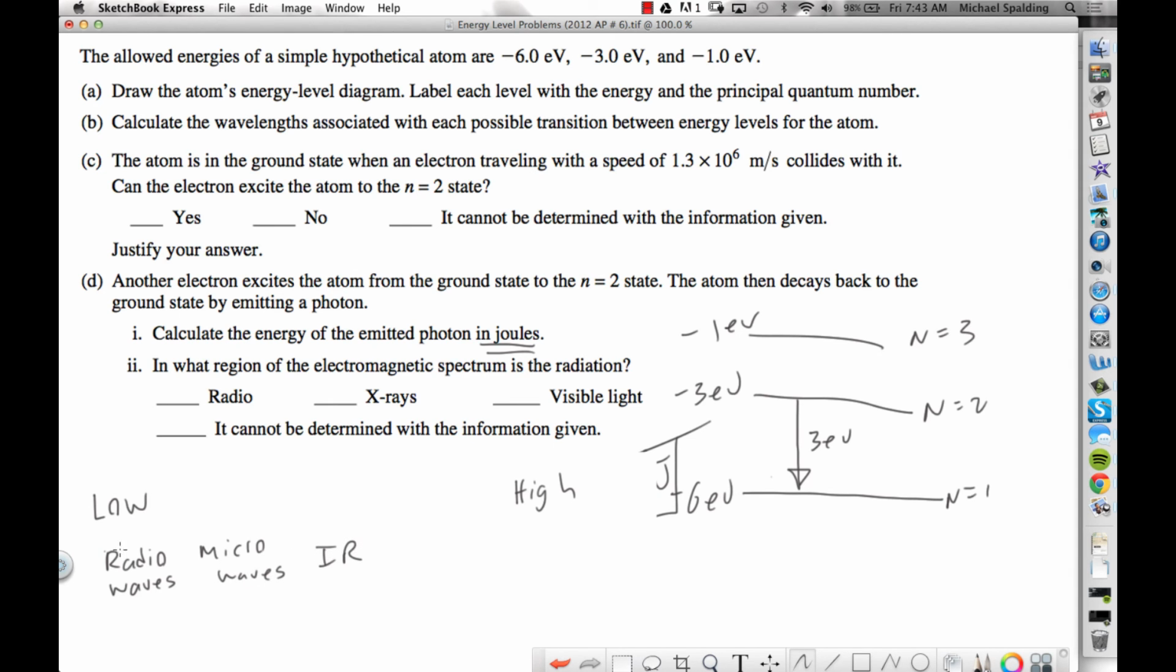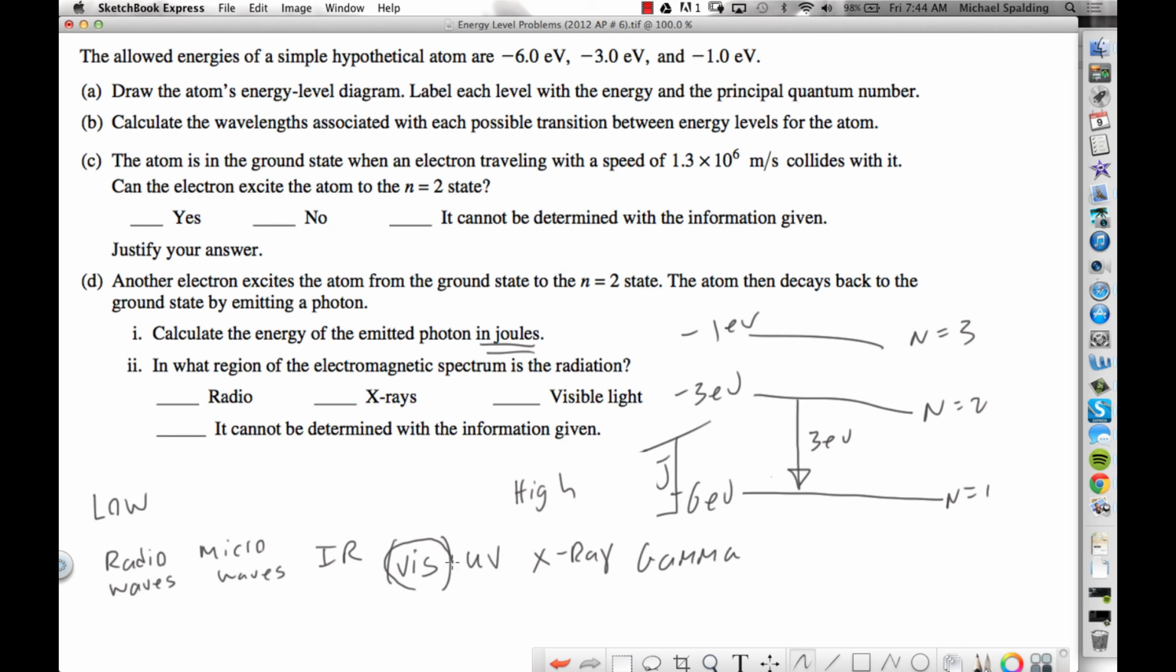Infrared's not going to hurt you. All this stuff won't hurt you. I guess microwaves could hurt you, but they're low energy. Then after infrared, we get visible light. Then after visible is UV. Then we get X-rays. Then we get gamma rays. So just be familiar with the electromagnetic spectrum. One thing to know, if I was you, I'd just memorize this.